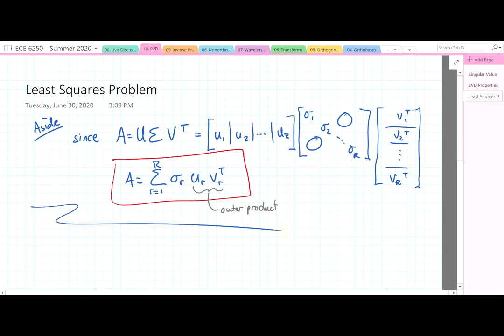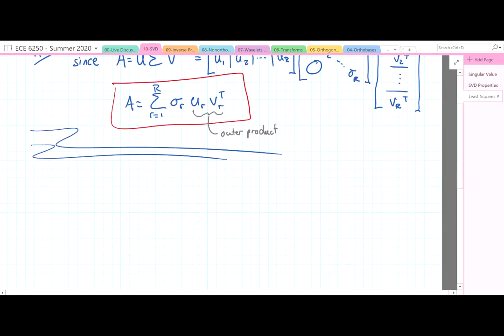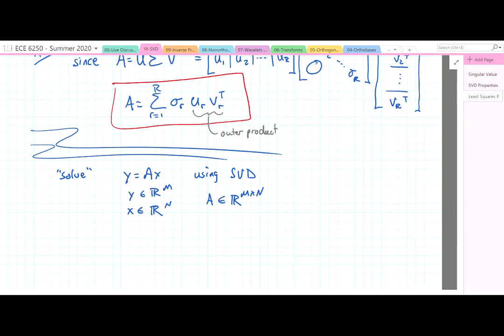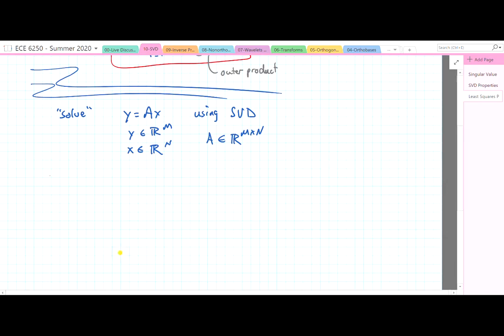Okay, so let's get back to our problem, which is we are trying to solve y is equal to Ax. And it should be no surprise, since this is what we're talking about right now, we're going to want to use SVD. And just as a reminder, y and x can have different dimensions. A will be an m by n matrix. So if we have an overdetermined system or an underdetermined system, let's decide what a good solution would be. Given some set of observations y, we want to find x in a reasonable way.